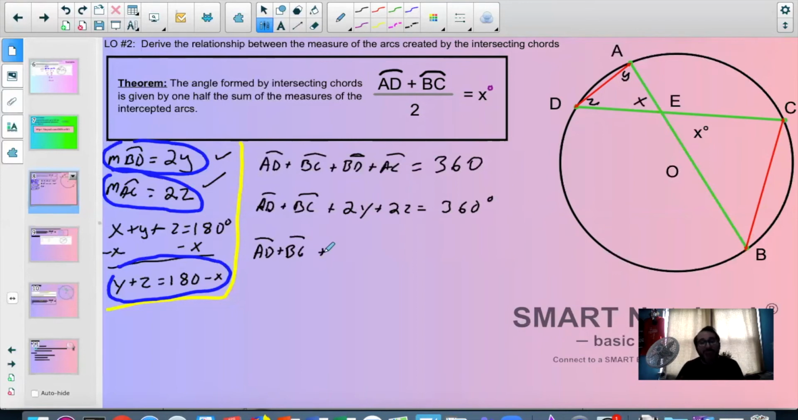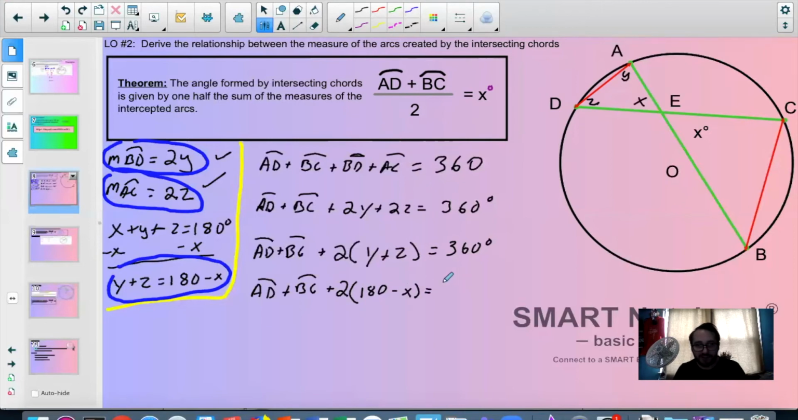Well, yeah, I could factor out a 2. So if I factor out a 2, I'm left with y plus z equals 360 degrees. I'm getting tired of writing AD plus BC, but it's important because if you notice, our formula has AD plus BC. Very exciting. So we have 2 times, but what's y plus z? Well, it's 180 minus x, right? It's an equivalent relationship. So 180 minus x is 360 degrees.